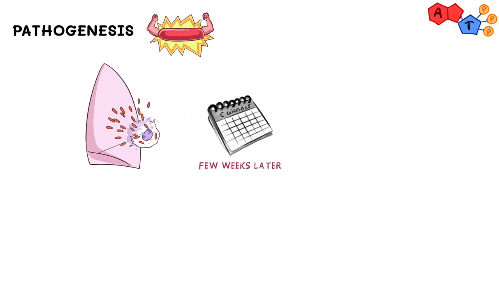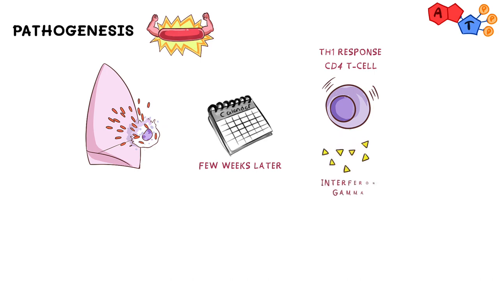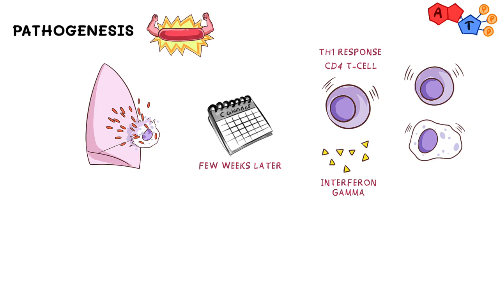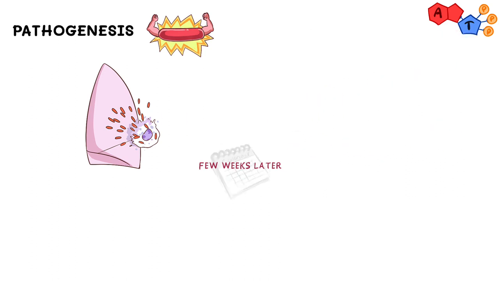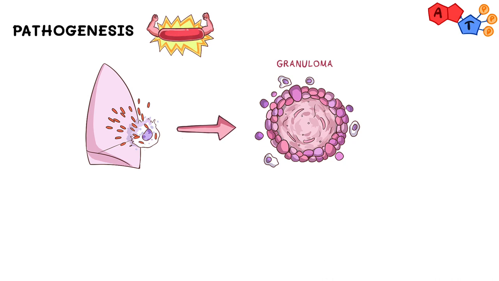A few weeks later, the cell-mediated immunity kicks in, which is a Th1 response. CD4 T cells get activated and release of interferon gamma happens. Macrophages and cytotoxic T lymphocytes also get activated. Something else you must keep in mind is that this is a type 4 hypersensitivity reaction. All of this leads to formation of a granuloma, which essentially is an attempt of the immune system to wall off the bacteria and prevent it from spreading.